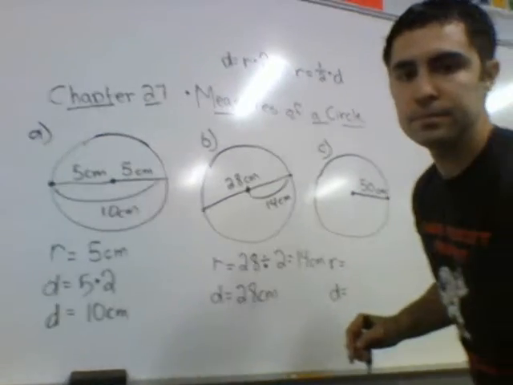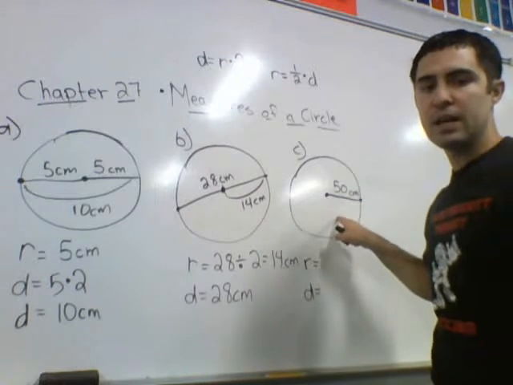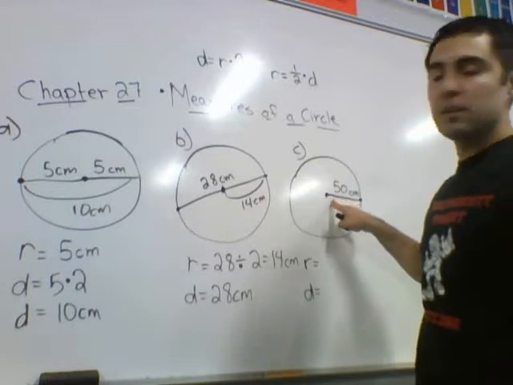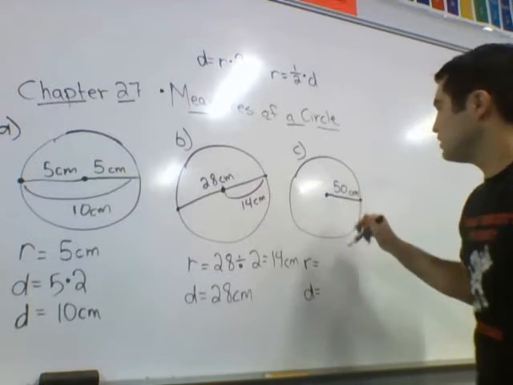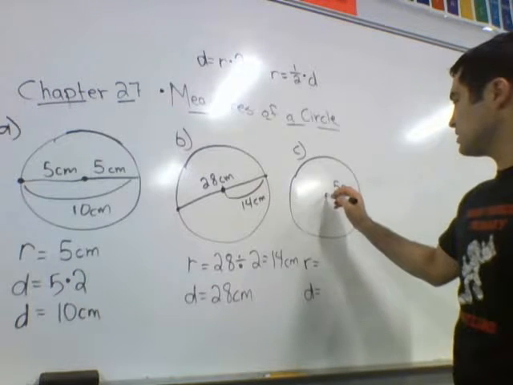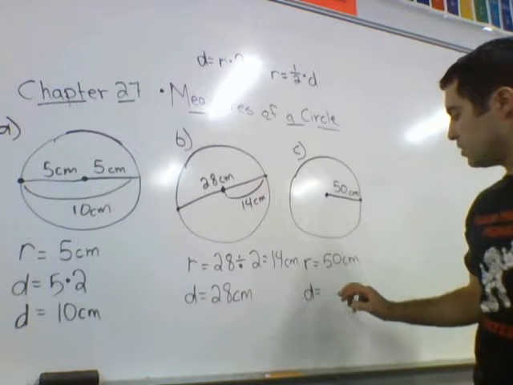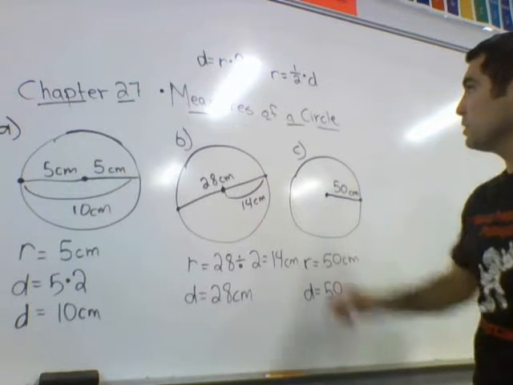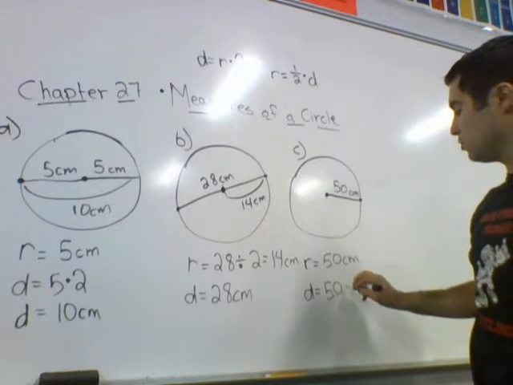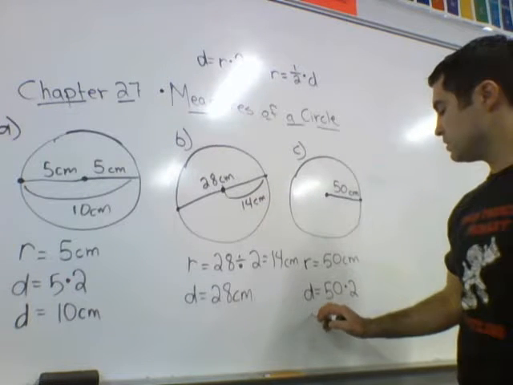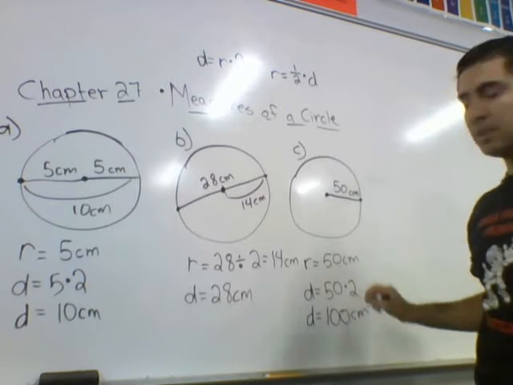Last problem. And don't always go off the size of the circle. Go with what the labels actually show you. In this case, this is 50 centimeters. So if you take 50 centimeters, you know that's the radius because it's halfway across. So your diameter is going to be 50. Remember, if you want to find the diameter, you just take whatever the radius is and multiply it by 2. So in this case, the diameter is going to equal 100 centimeters. 50 times 2 is 100.